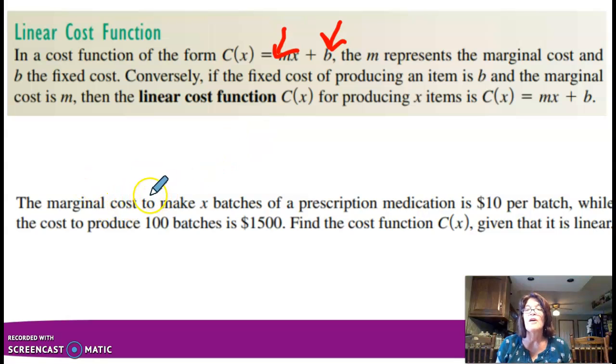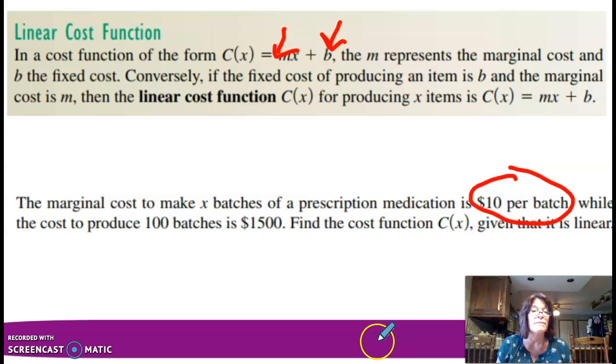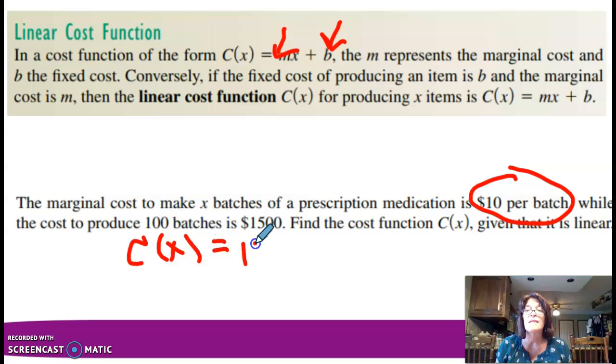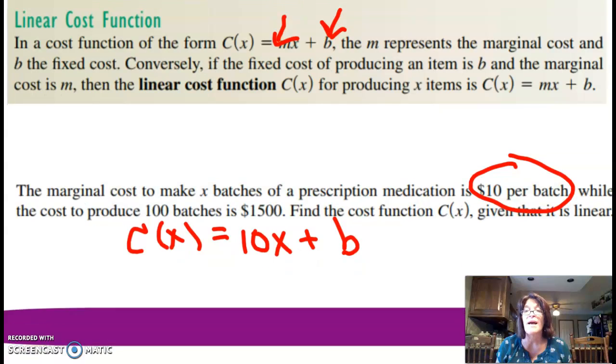So the marginal cost to make x batches of a prescription medication is $10 per batch. As soon as you see marginal cost, you know that's the slope. The cost to produce 100 batches is $1,500. We want the cost function. All I can tell you right now is that the cost function is 10x plus something. I don't know the fixed cost. They didn't tell me the fixed cost.